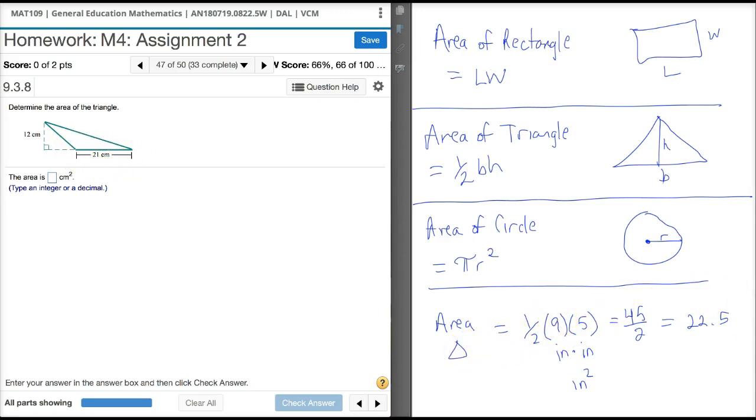So for the area of the triangle, all we have to do is replace the numbers here. It'll just be 1/2 times the base, which is 21, times the height, which is 12. If I want to simplify this, 12 divided by 2 is 6. But for those of you who may not like me doing it that way, I'll go ahead and multiply 21 times 12, which is 252, and divide that by 2. Half of 252 is 126. And in this case, this will be square centimeters, because the base was in centimeters and the 12 was in centimeters as well.